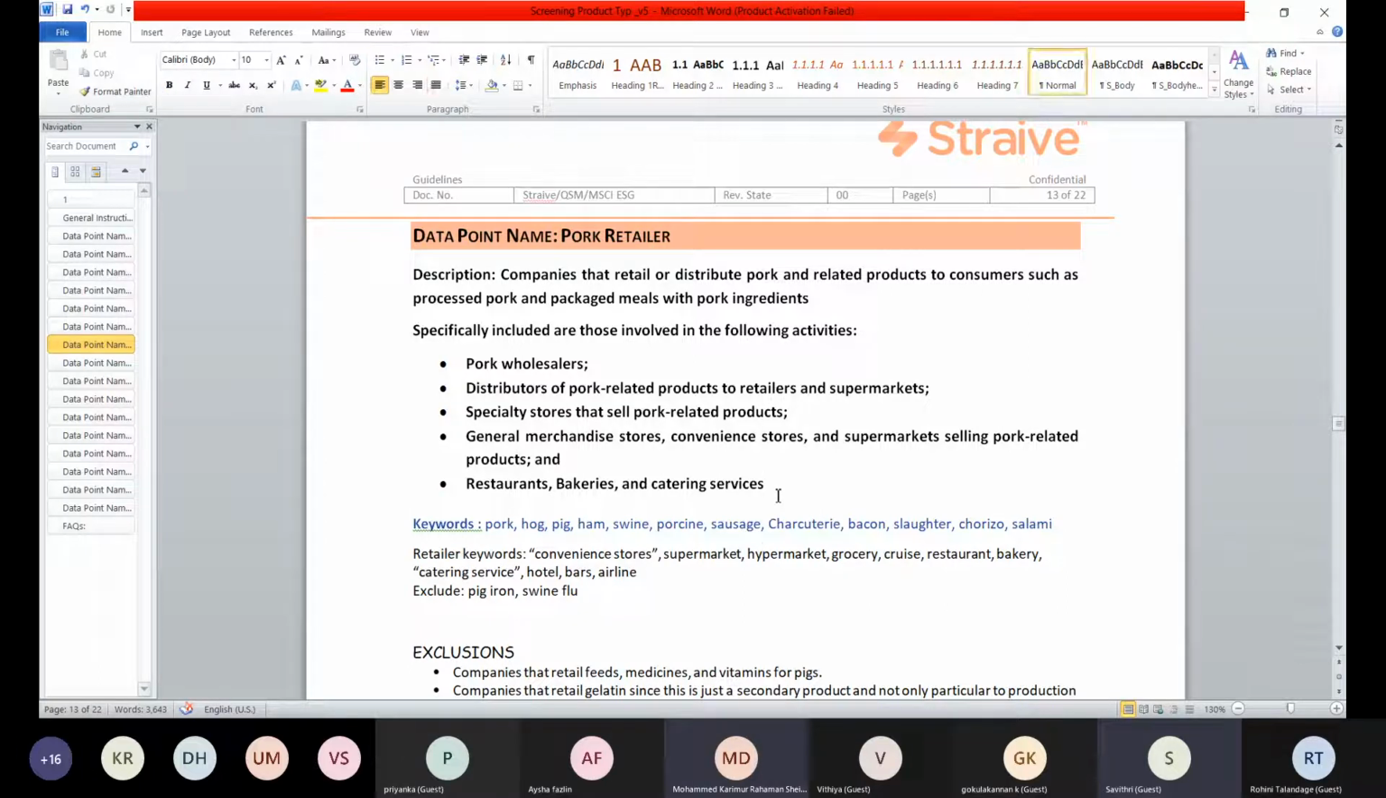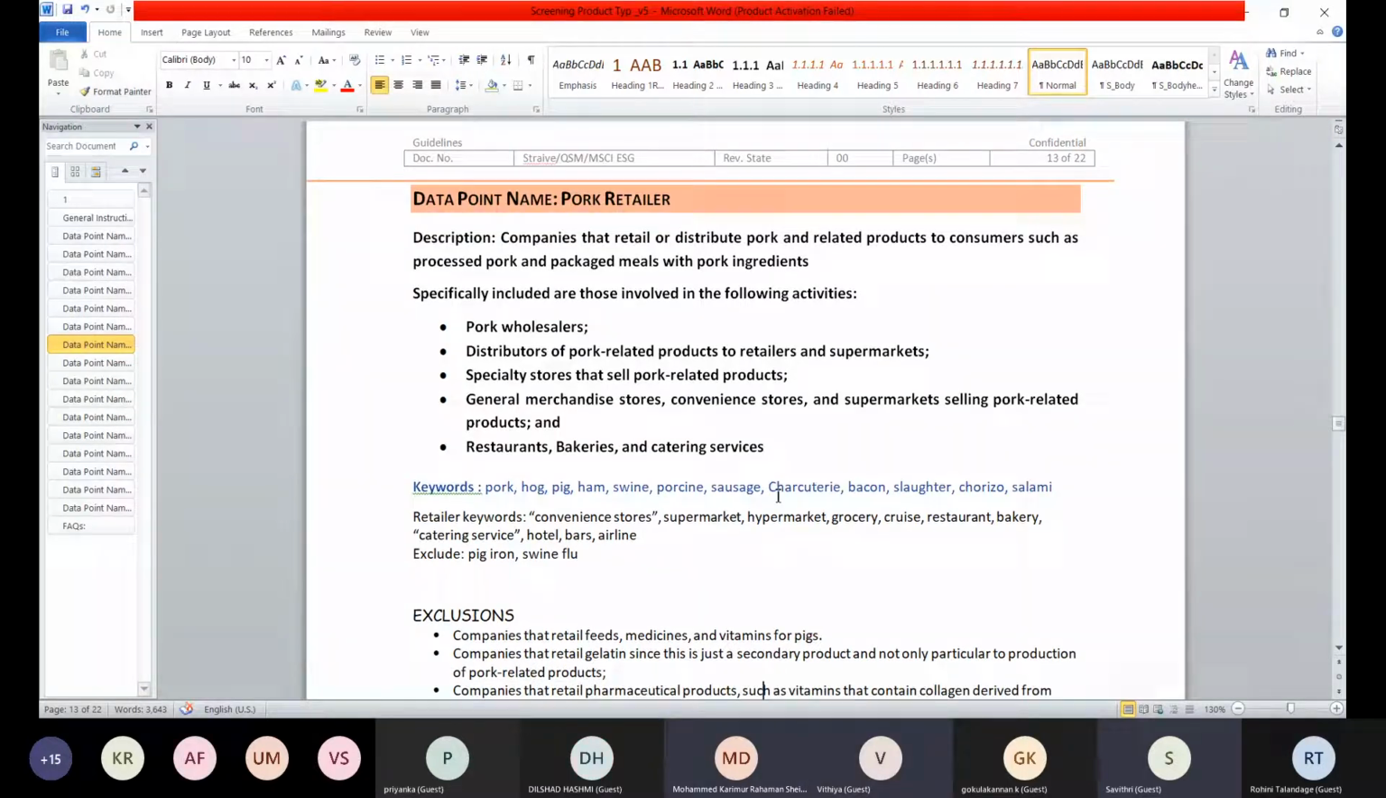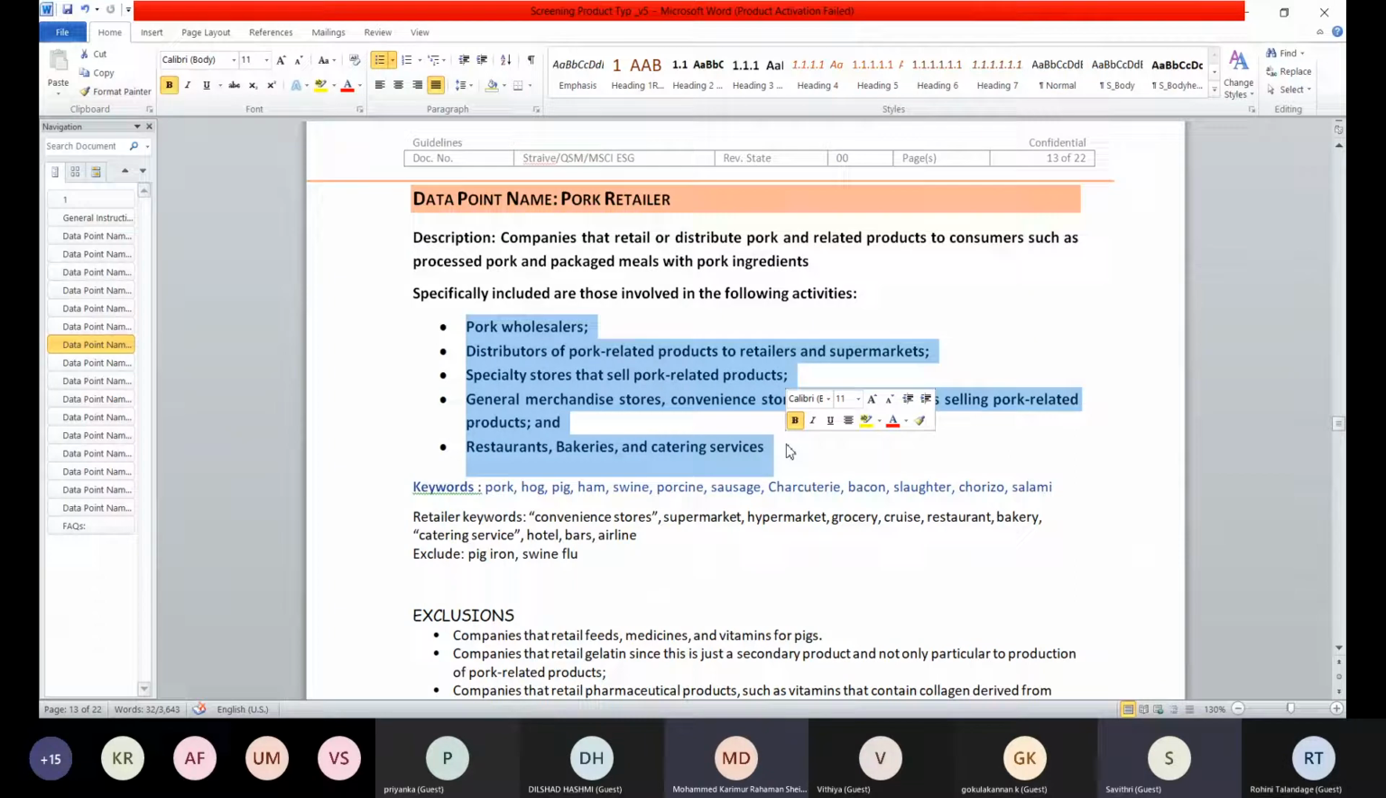And also the general merchandise stores, convenience stores and supermarkets selling pork related products, it should be yes, sorry. This is not exclusions. So all these categories will come under pork retailer only.